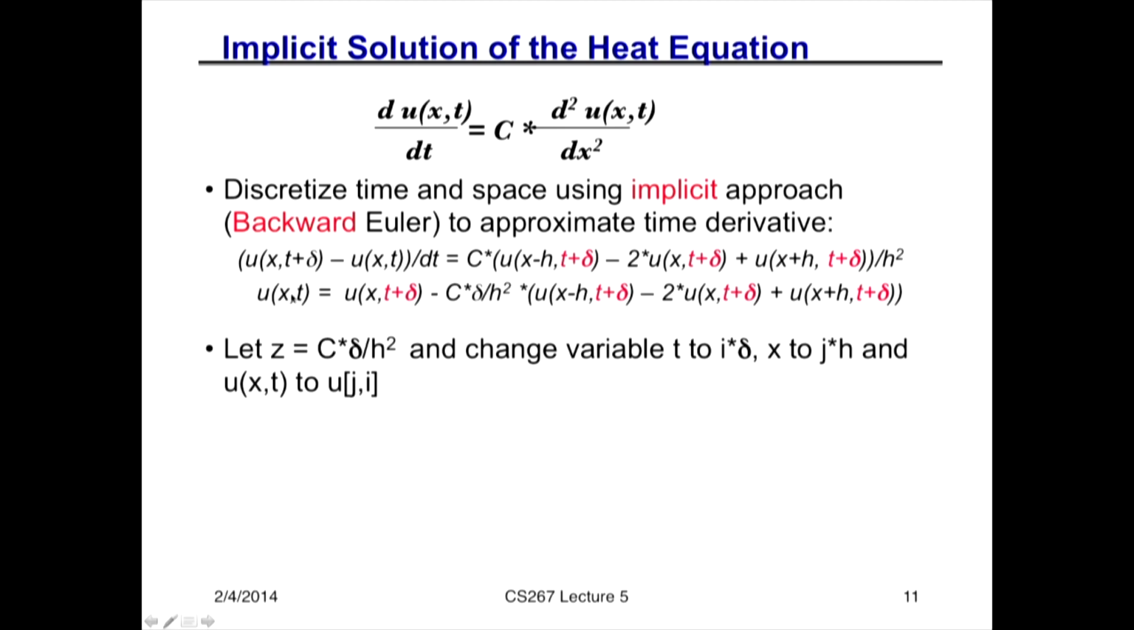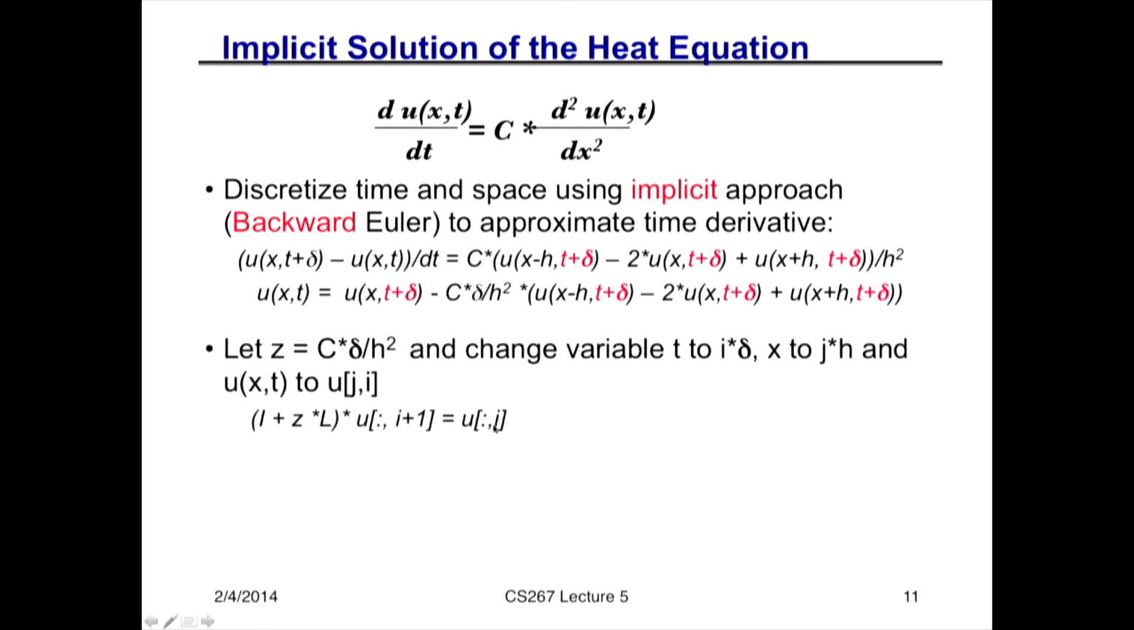I will again simplify it. I'm going to let z be the same constant that I had before. I'm going to only be interested at time steps delta, 2 delta, 3 delta, only at positions h, 2h, 3h. And I'm going to change my continuous function to the square array. And so I know my values at time i. I want to get them at time i plus 1. How do I do that? I have to solve a system of linear equations.